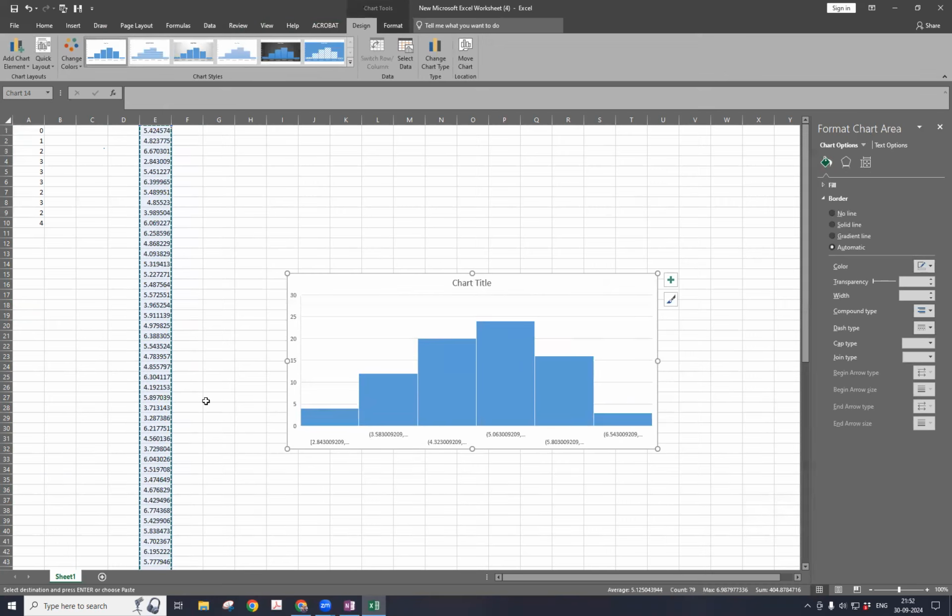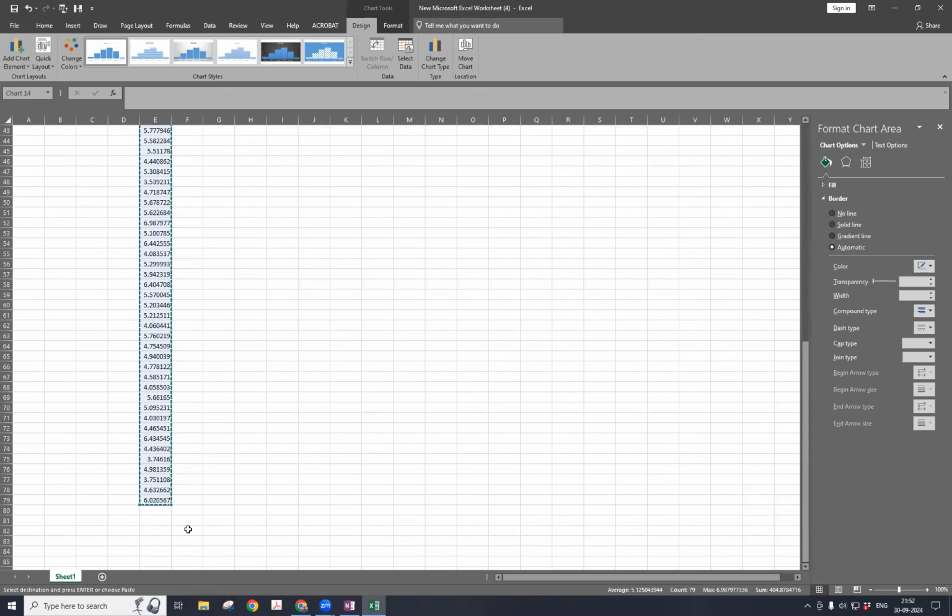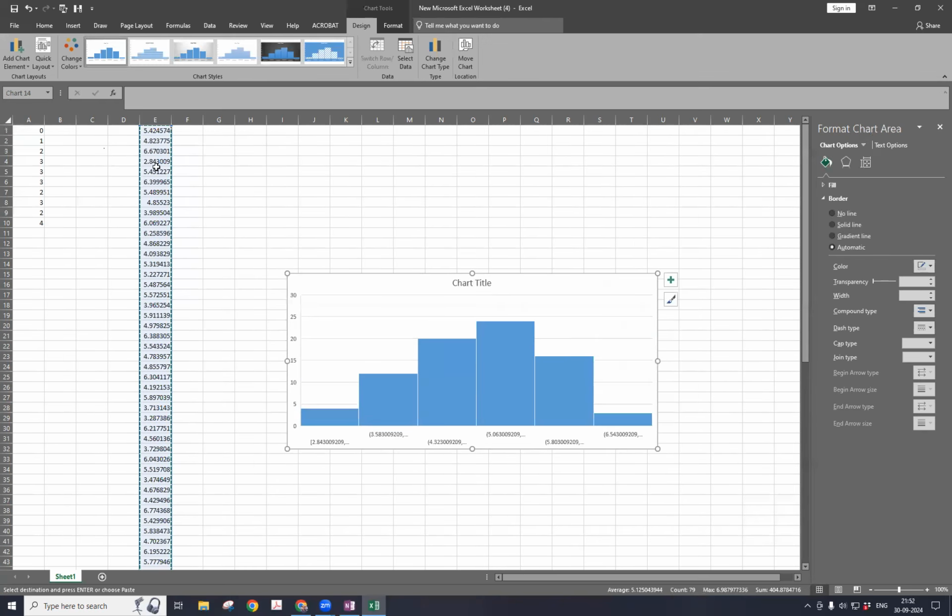So what I did over here is I randomly created about 80 data points of a normal distribution with a mean 5 and standard deviation 1, which is what you are able to see over here. Now, if you put the midpoints of all these bars of the histogram, you are able to see that it is following a normal distribution.